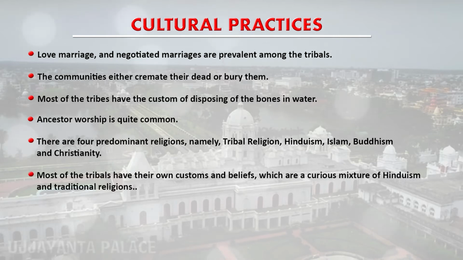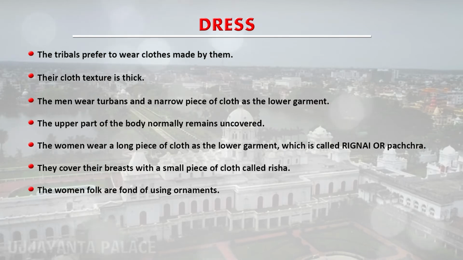Most of the tribals have their own customs and beliefs, because every group of people has its own customs and practices, which are basically mixtures of their tribal indigenous rituals, or maybe Hinduism, or maybe some traditional religions observed among themselves. Now, if you see, every tribal group has its own distinct wear or clothes which are made by them. The cloth texture is thick, and traditionally they used to produce their own thread from the cotton which they used to grow in their Jum cultivation.